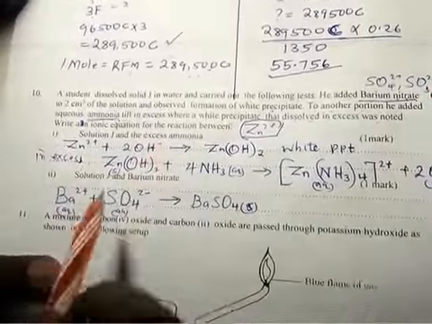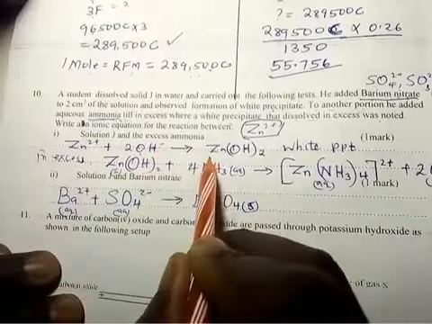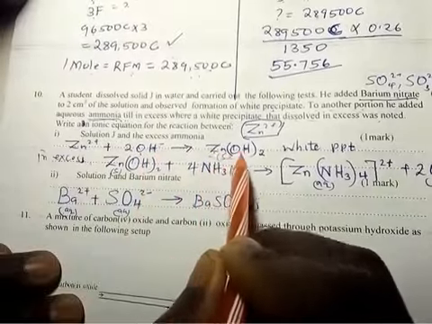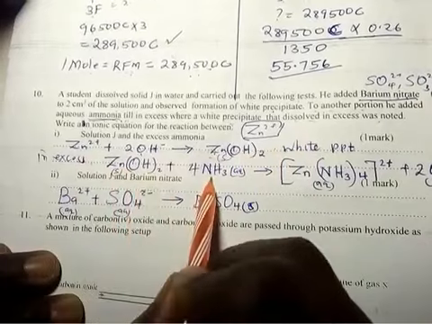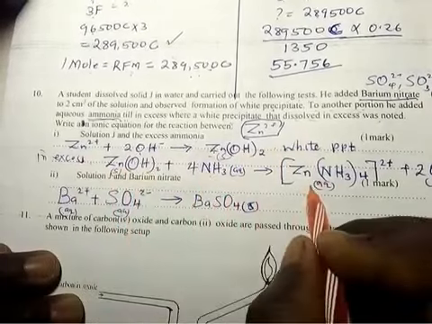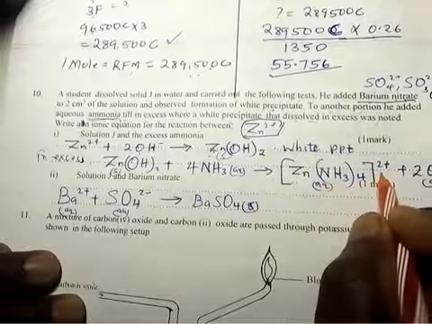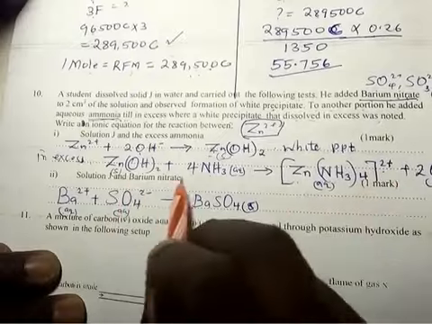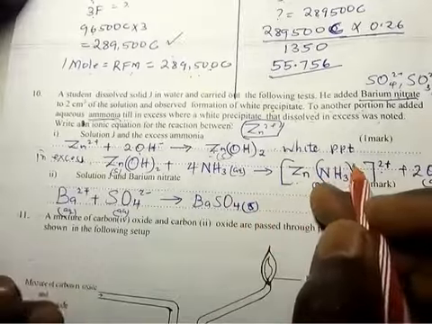So to write the equation, we write the zinc ions plus 2 hydroxide ions, which forms a white precipitate of zinc hydroxide. In excess ammonia, the zinc hydroxide dissolves to form a complex which we call tetraamminezinc(II) ions. So this is the equation which you must master because it is a very common question.